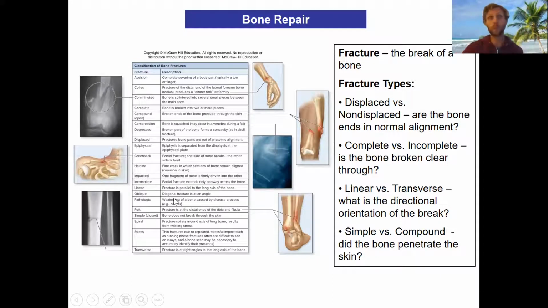So feel free to read through the table for more examples of unique descriptions of different types of fractures, but I would only test you on the ones that I've got listed out here in your bullet points.